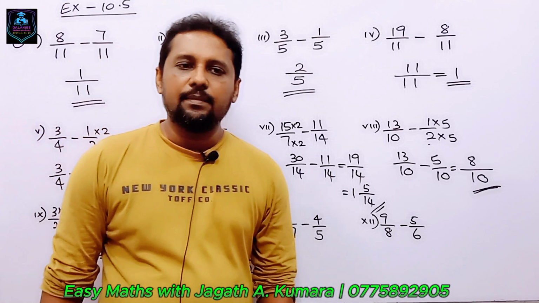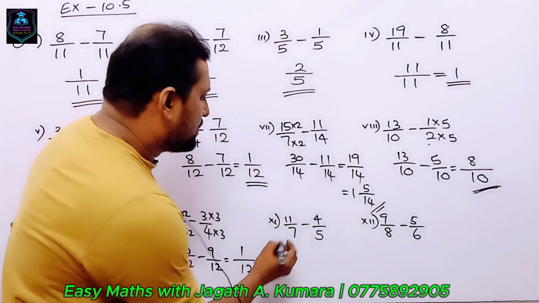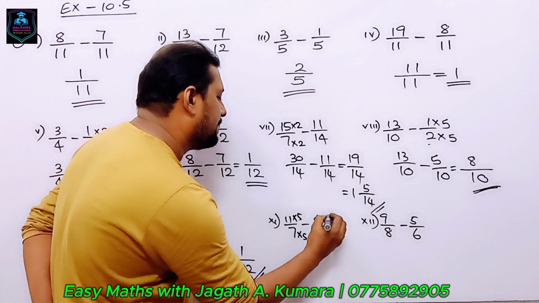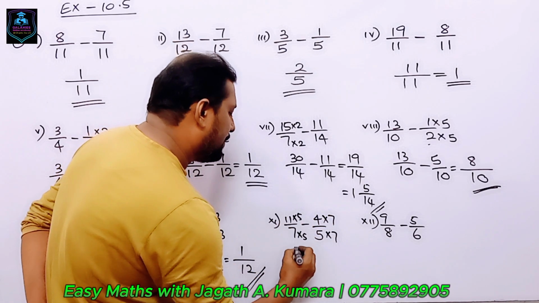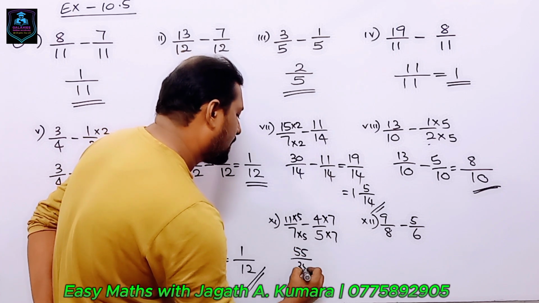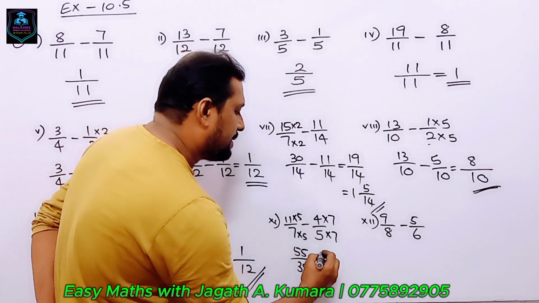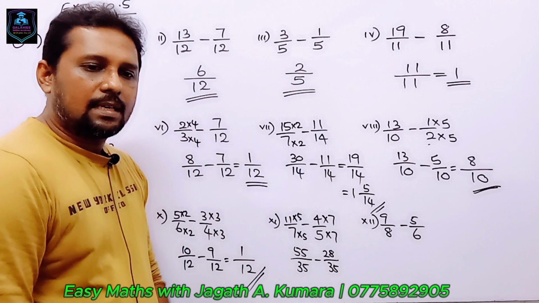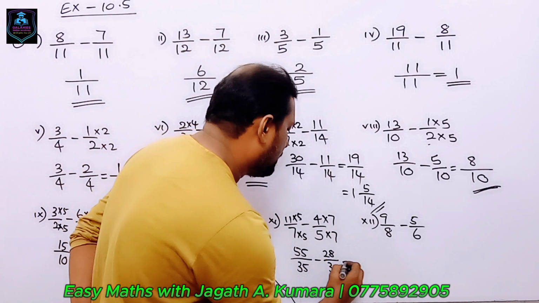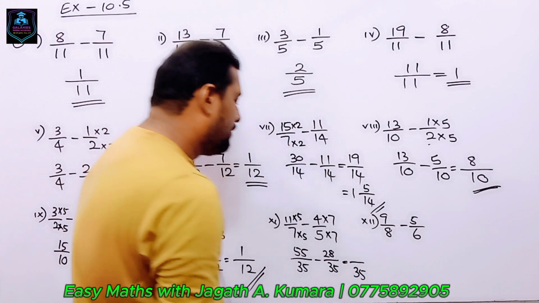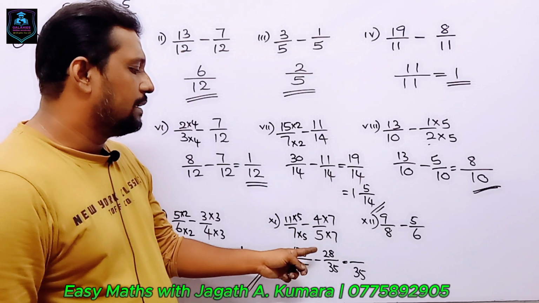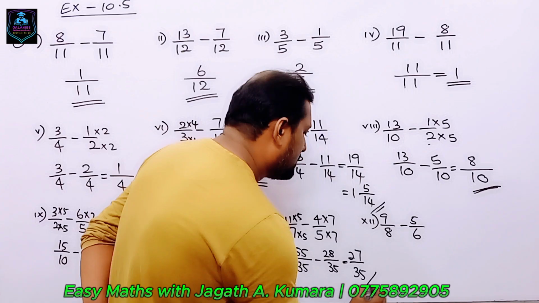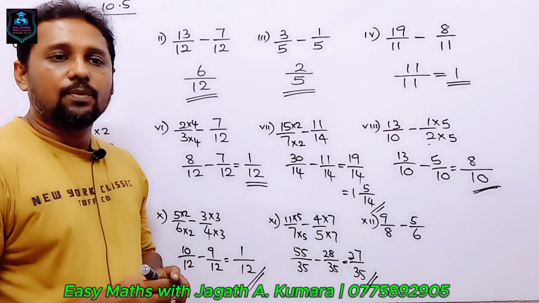Next one, denominators unequal, 7 and 5. Find the LCM. LCM is 35. So the first fraction, multiply by 5. The second fraction, multiply by 7. 11 multiply 5, 55. 4 times 7, 28. Now denominators are equal, so the answer denominator is 35. 55 minus 28. The value is 27. So the answer is 27 over 35.